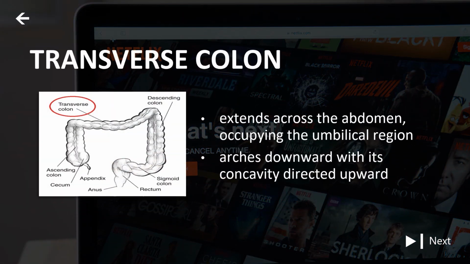Transverse colon. The transverse colon extends across the abdomen, occupying the umbilical region. It arches downward with its concavity directed upward. Because it has a mesentery, its position is variable.